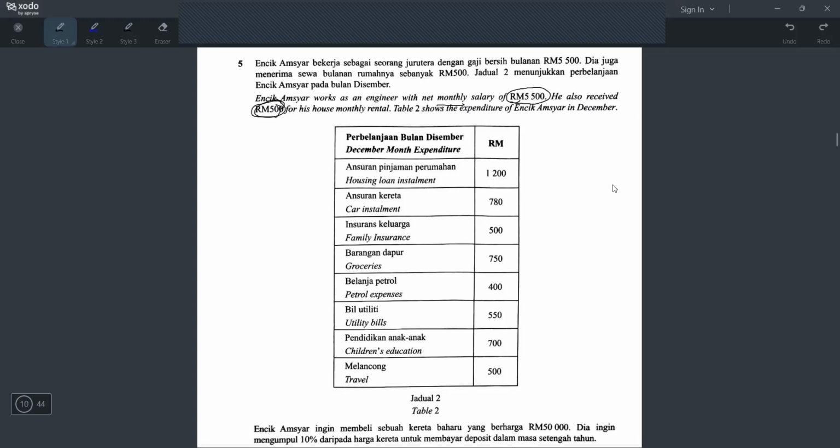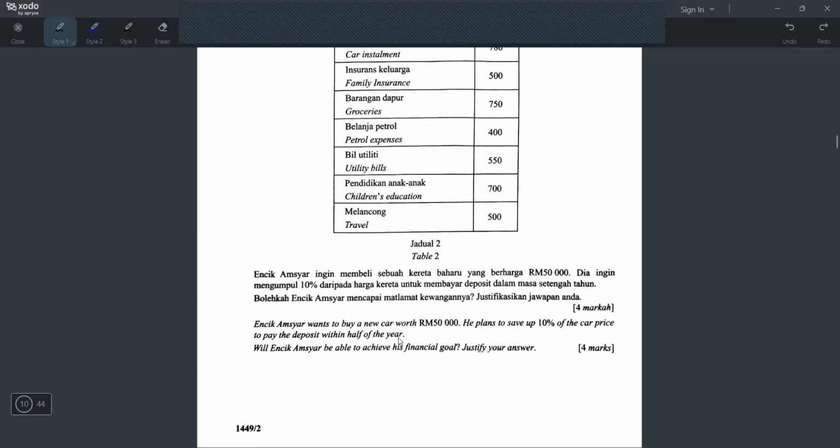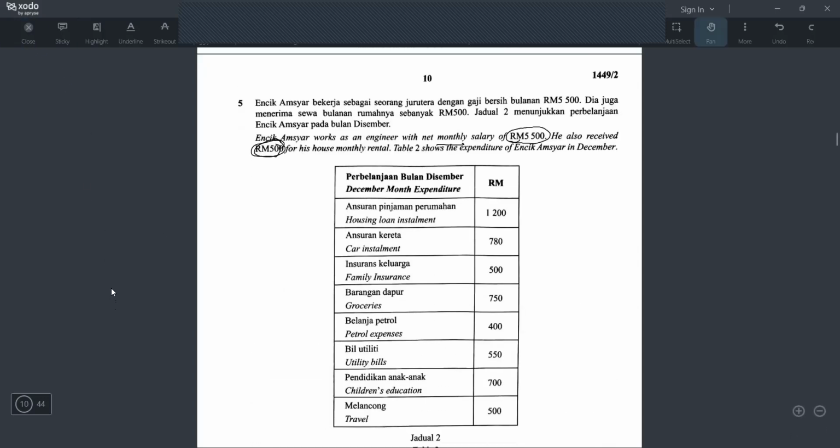So all of this is expenditure, which means expenses. So all of these you will minus, because they are all expenses, right? Like housing loan, car installment, family insurance, grocery, and so on. All these are expenses. So what happens here? Encik Amsha wants to buy a new car worth 50,000. He plans to save up 10% of the car price to pay the deposit within half of the year. Will Encik Amsha be able to achieve his financial goal? Justify your answer.